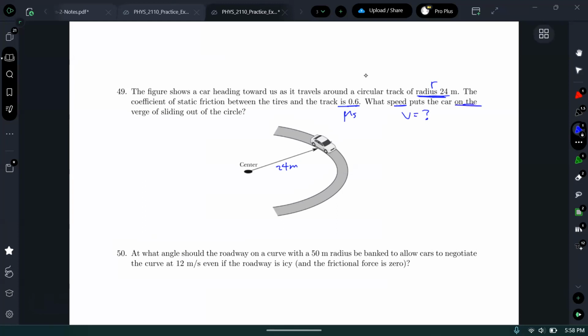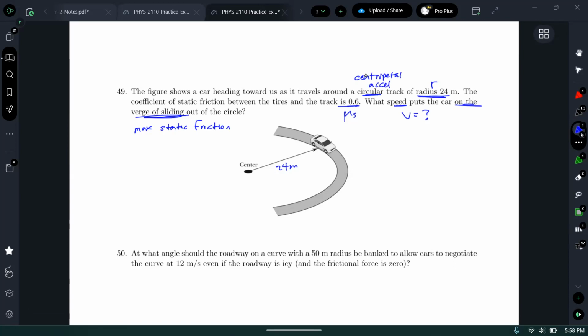This is another kind of buzzword. On the verge of sliding, on the verge of slipping, about to slip, things like that are saying you are looking at maximum static friction, because anything more, and you will be dealing with kinetic friction. So, last thing I might notice is if it's a circular track, we're dealing with circular motion, and so centripetal forces, centripetal accelerations. And that all gives me everything I need to answer this question.